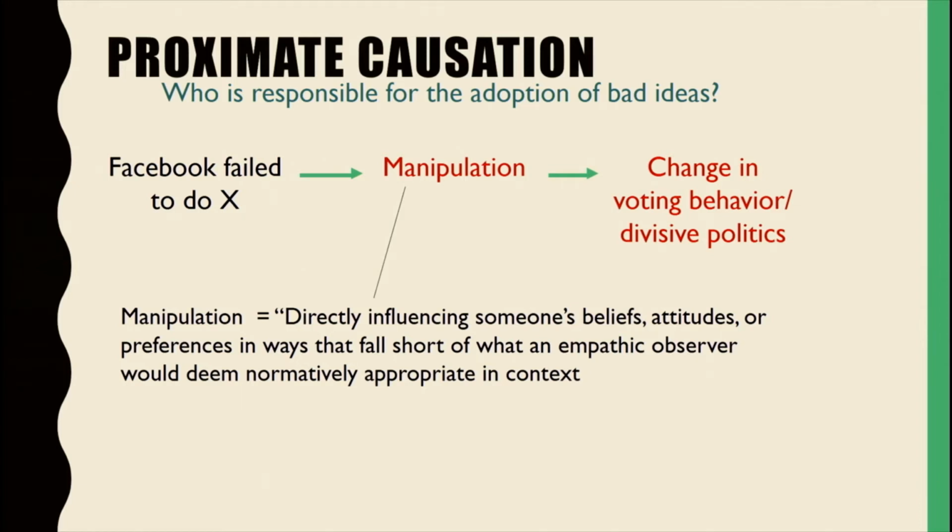Well, Bankler's book uses directly influencing someone's beliefs, attitudes, or preferences in ways that fall short of what an empathic observer would deem normatively appropriate in context. Oh no, it's the last part that I think we're going to have a hard time agreeing on. They also, more usefully, I think, say what we really mean here is disinformation, so intentionally misleading someone, propaganda and commercial bullshit. And there I think, okay, maybe we all have a sense that we could agree on what that is, or we'd all roughly identify the same things. So, okay, I'm willing to work with that definition.